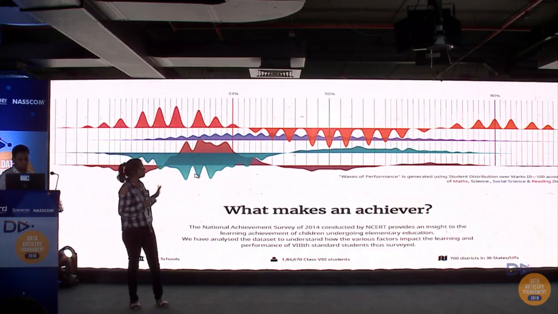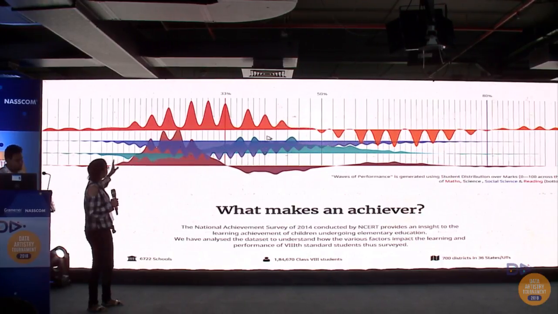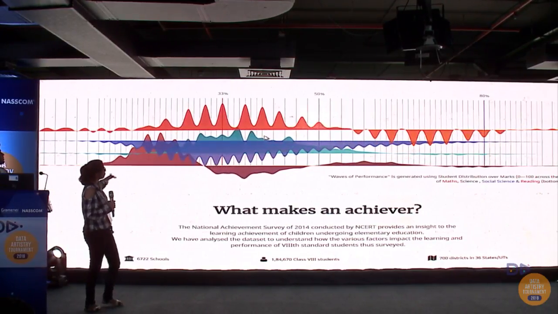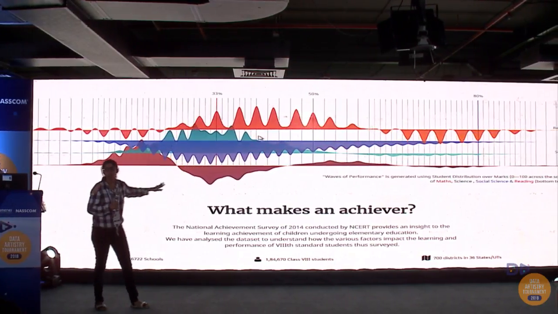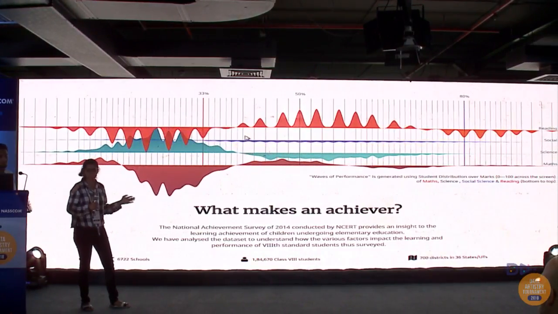And for science and maths, it's a general distribution overall, the general bell curve. So in this plot, we also see what is the major distribution of students. Most of the students lie between like 25 to 50 range. So we see how the distribution of students is across.